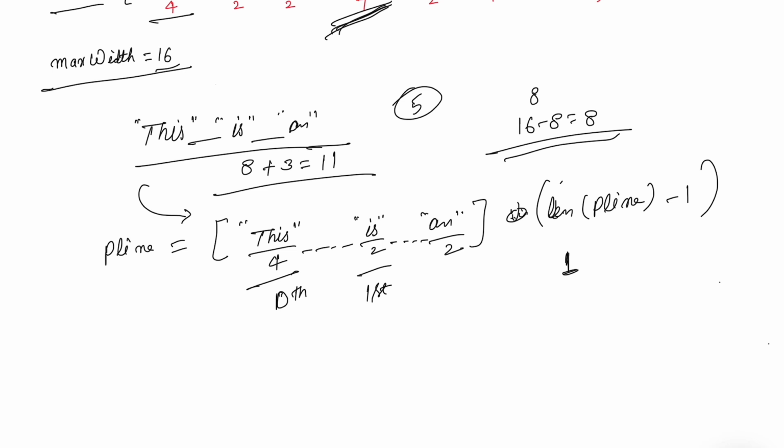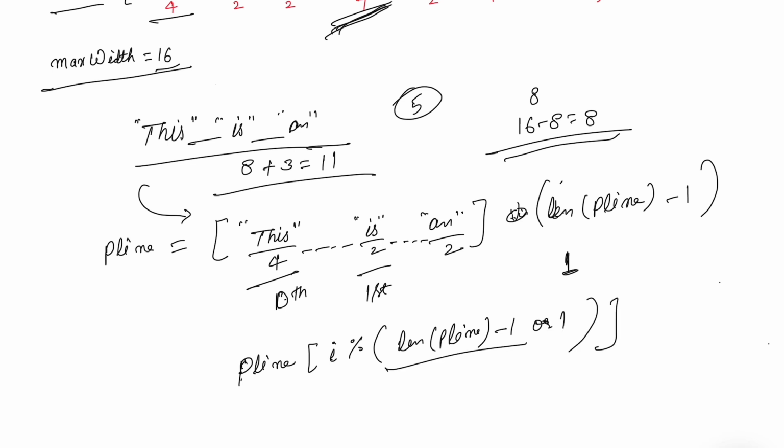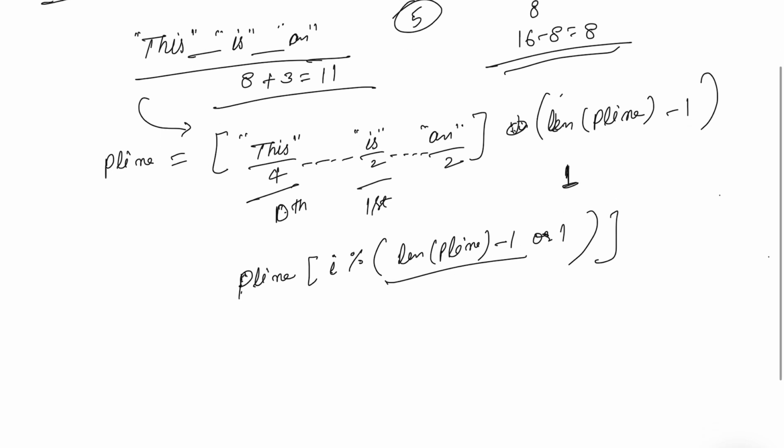Inside this for loop, its position in p line will be I, and I will take modulo. Why modulo? Because we have to move between this 0th and first word only. So I modulo length of p line minus 1, or 1. Why? Because if there is only one word, the length will be 1 minus 1, 0. So I will proceed from 0 to 7, and for 0 it will become 0 modulo anything, 0.